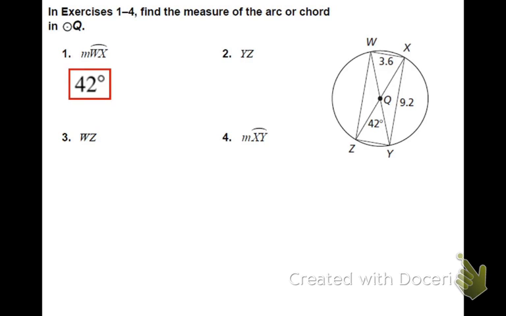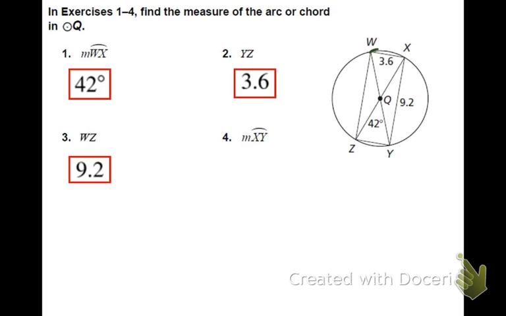YZ. YZ is a line segment. All right, just use your common sense here. If their angles and their arcs were congruent, that means that line between them is also congruent. So that's going to be 3.6. What about WZ? 9.2.